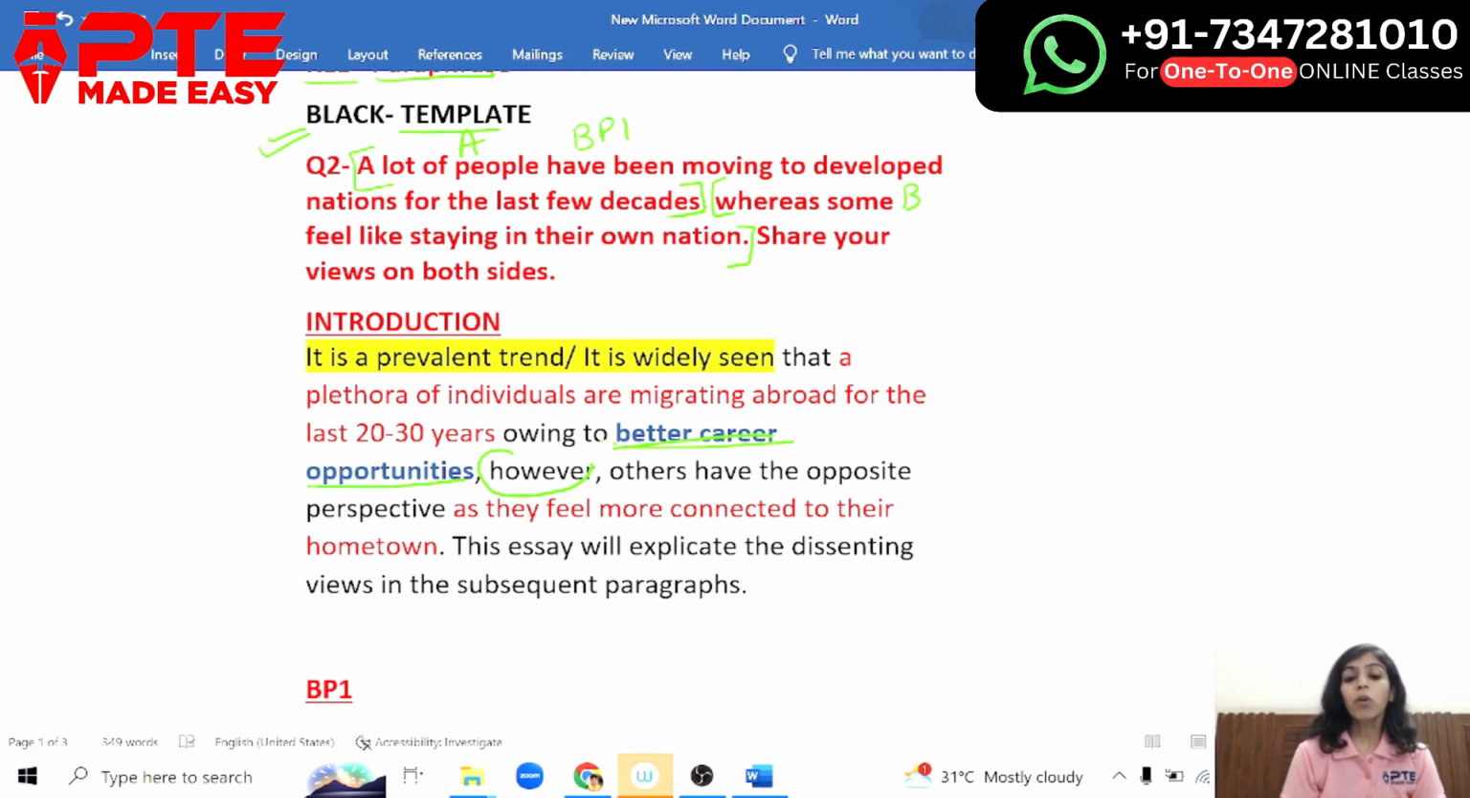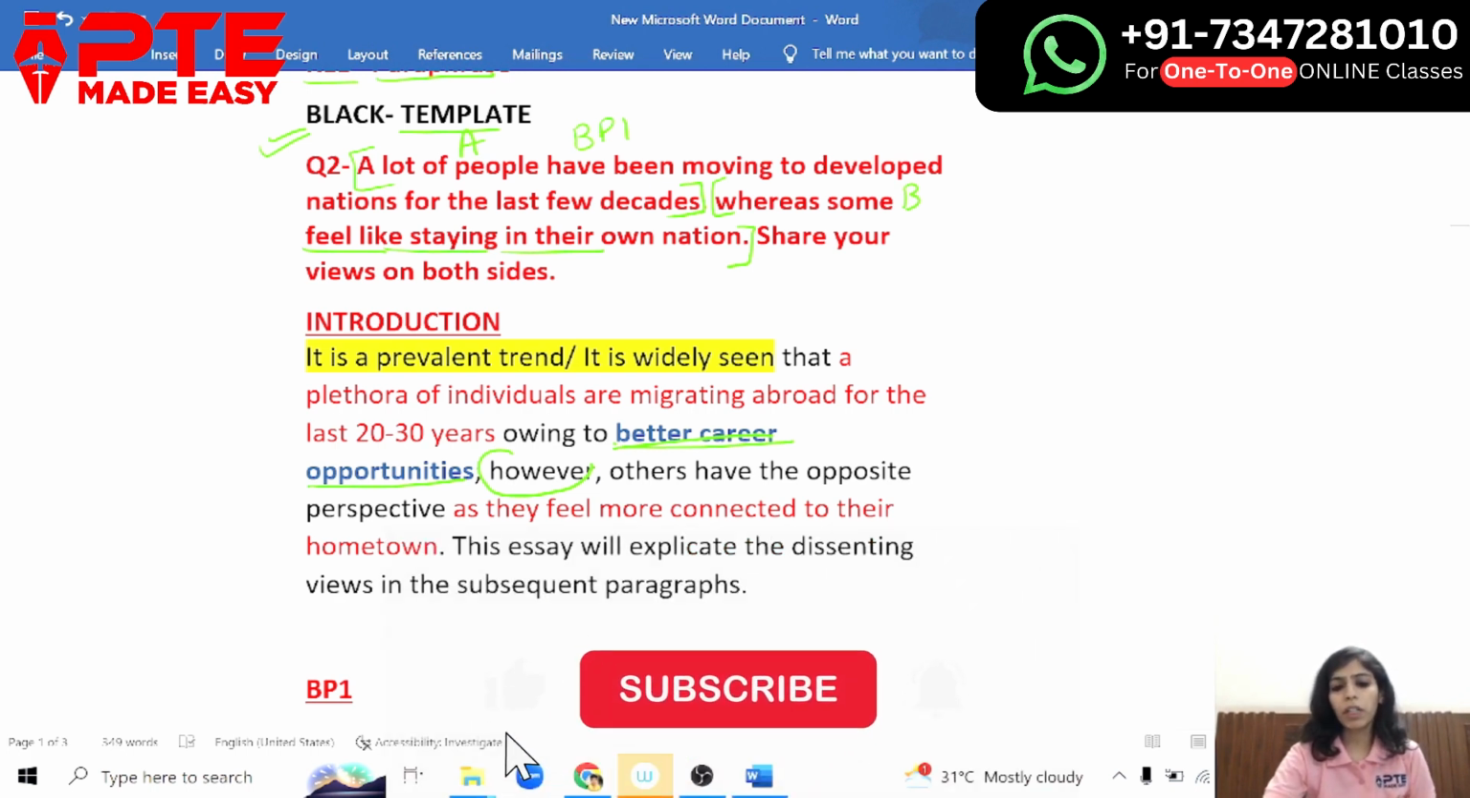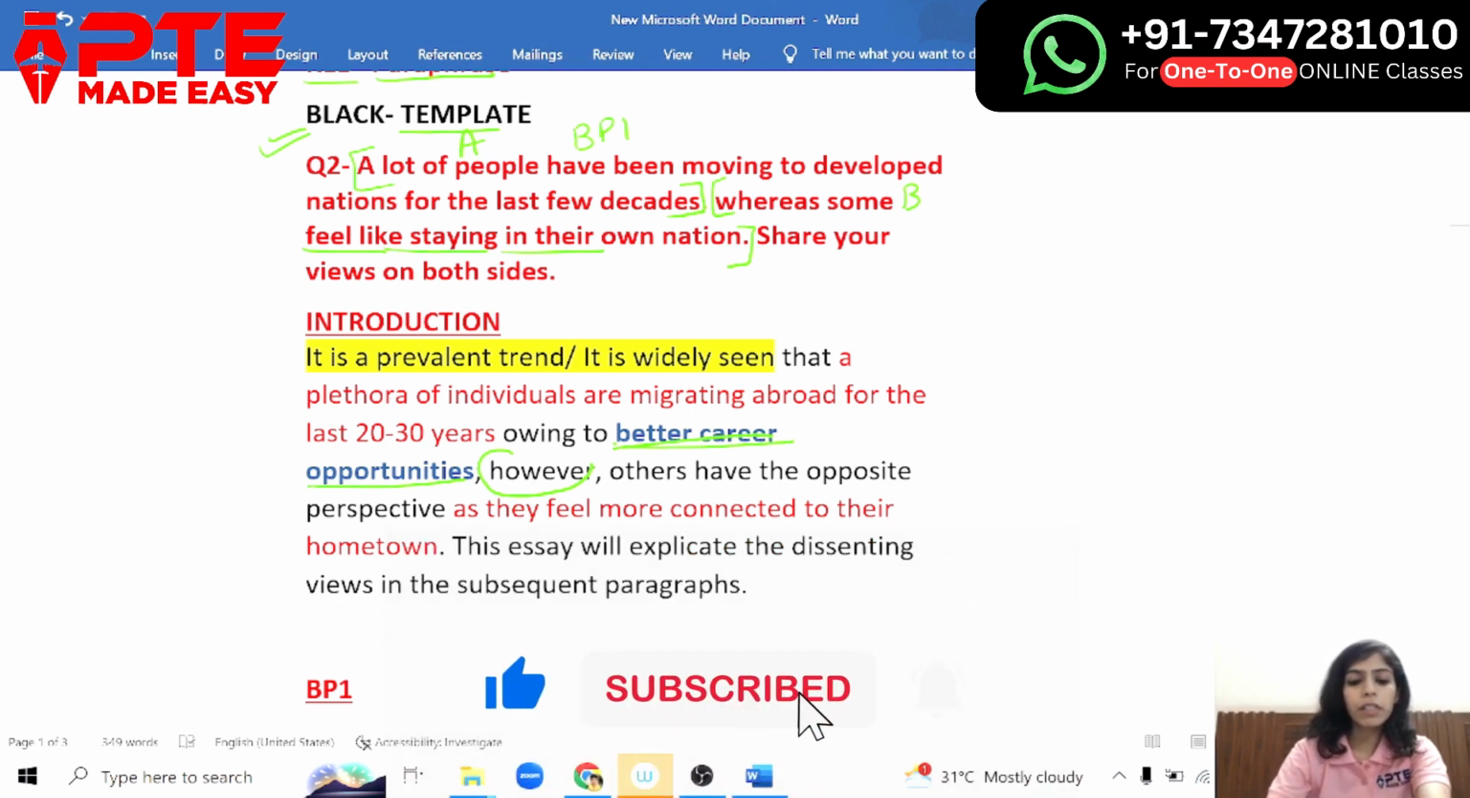So what is happening here? Others have the opposite perspective as they feel more connected to their hometown. More connected, feel like staying in their own nation. I have simply paraphrased it. They feel more connected to their hometown or towards their hometown. We can also write more connected towards their hometown.